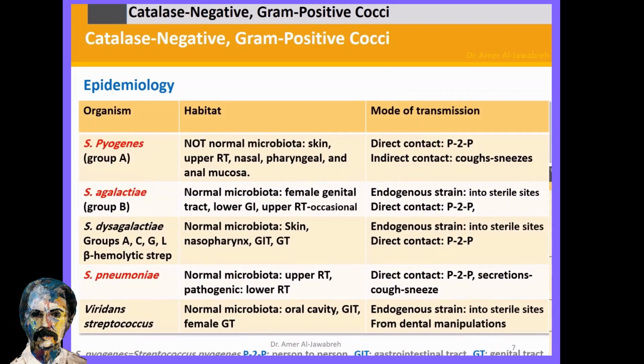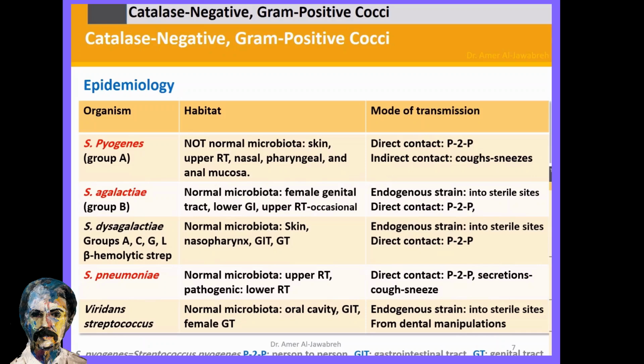This is the habitat where you might find these bacteria and the mode of transmission. S. pyogenes group A, so it's not normal flora at all. Don't expect to find this as normal flora like others. It's in skin, upper respiratory tract, nasal, pharyngeal, and mucosal. Mode of transmission, person to person. Hugging, shaking hands, sometimes coughing and sneezing, airborne, indirect.